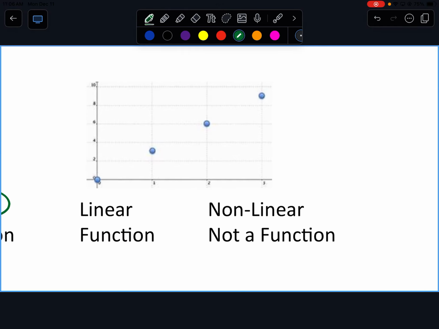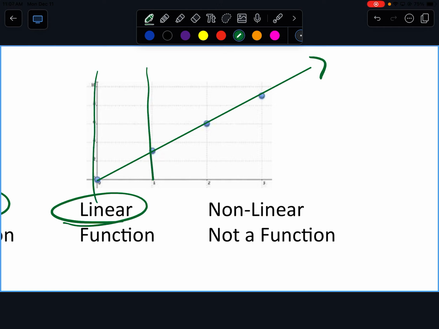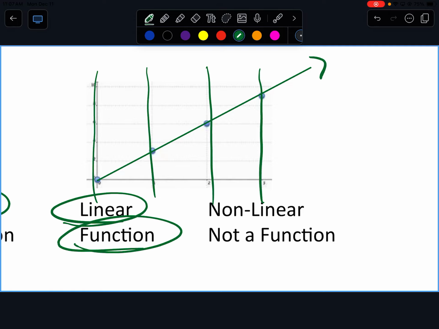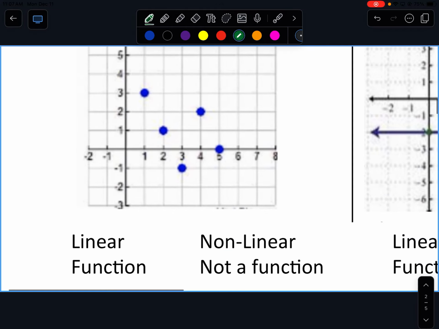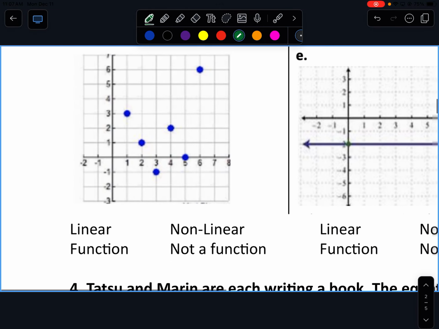Over here, does this make a line? Well, if I was to draw that, yeah, it makes a line. So this is linear. Is it a function? Well, when I draw my vertical lines, it only hits one at a time, so it is a function. This one, is it linear? No, it is not.